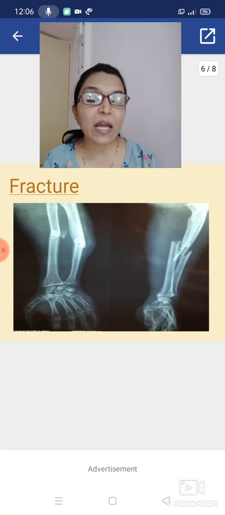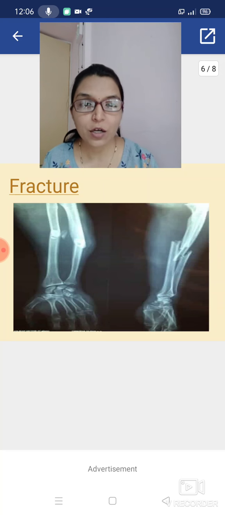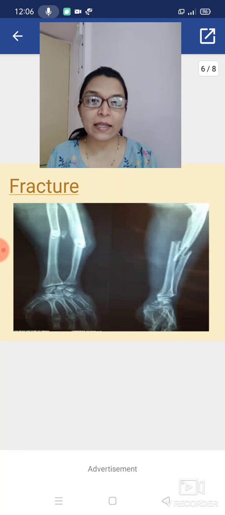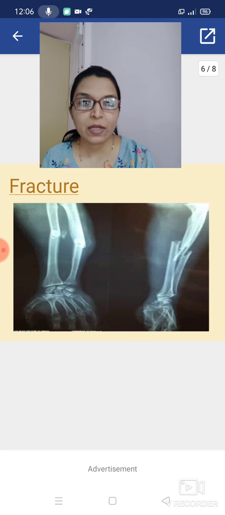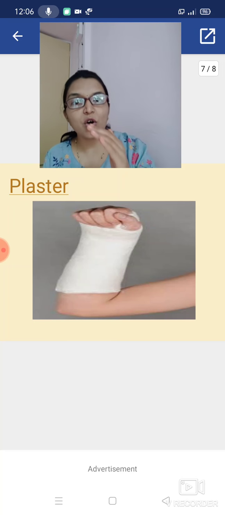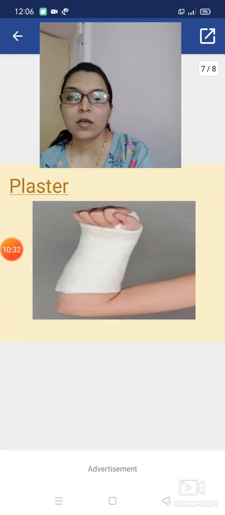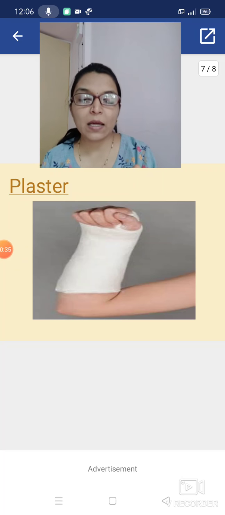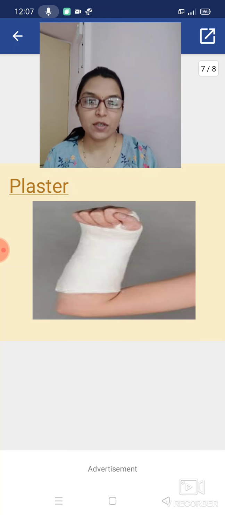Okay, now how can we identify the fracture? First, if any injury happens, what we have to do? We have to go to the doctor. Then the doctor suggests an X-ray, and in that X-ray he can see where it is broken. Then the doctor will put a plaster on that part, and the plaster helps to keep that bone in the correct position.